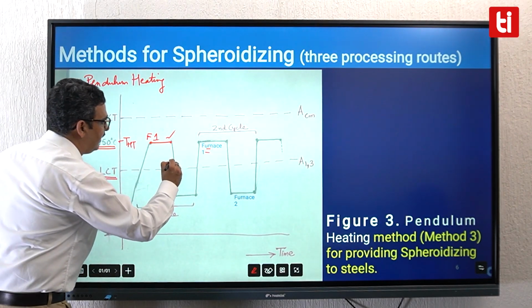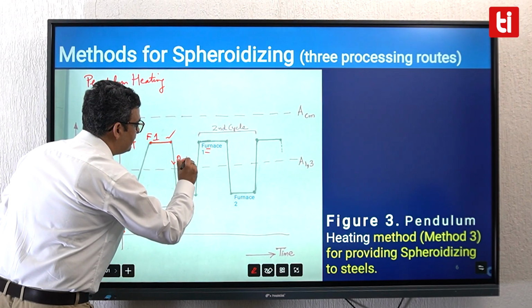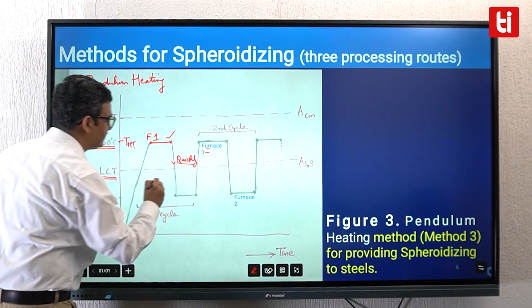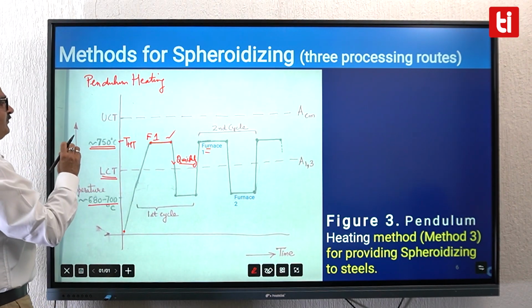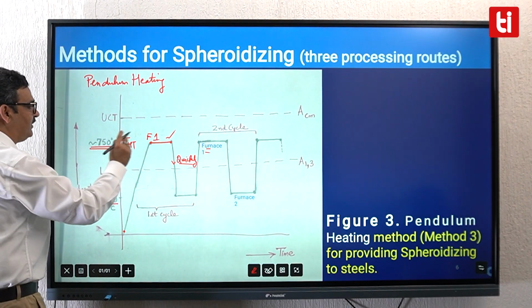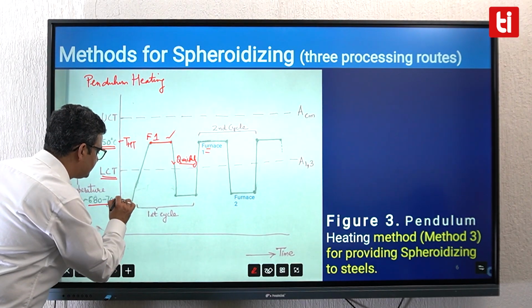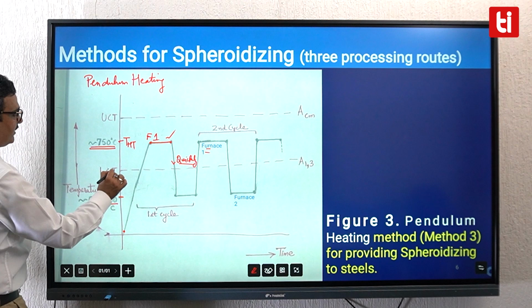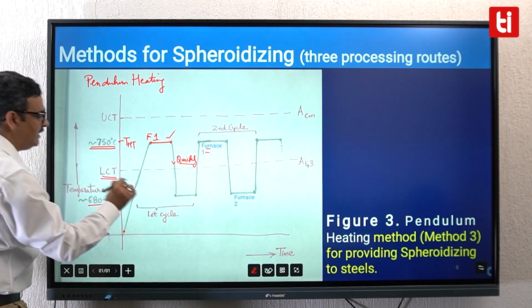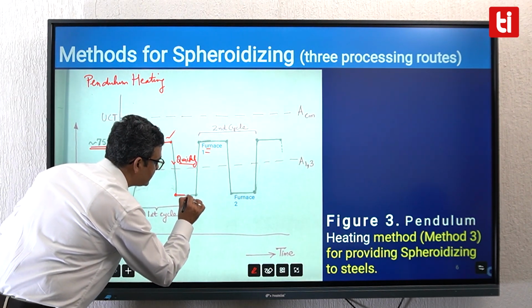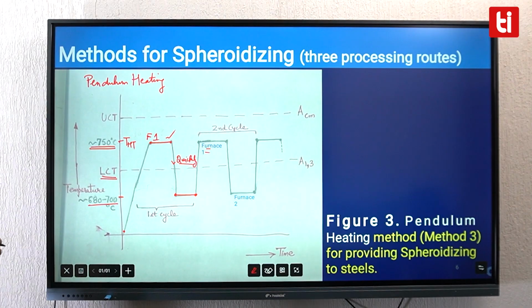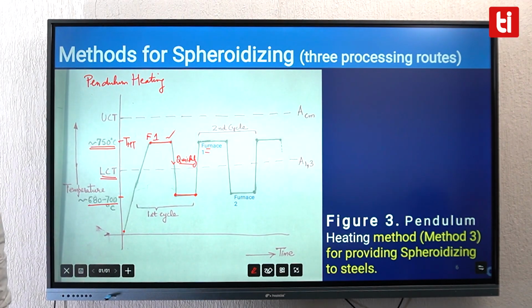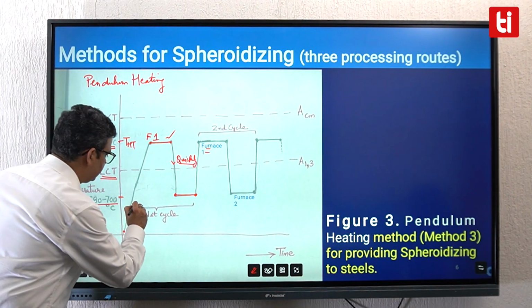So the only way you can very quickly do that is take out the samples from the first furnace, which were at about 750, and plunge them into a second furnace which is maintained at 680 to 700, lower than the lower critical temperature of the steel. Now hold the steel samples in this furnace at this temperature for some period of time. The first cycle is complete.